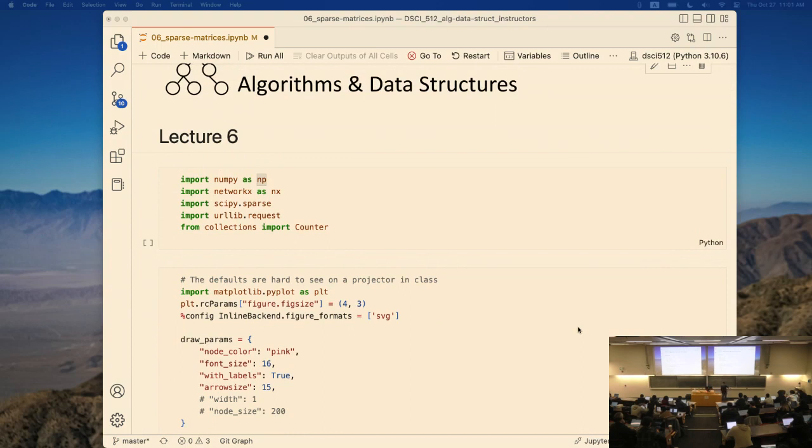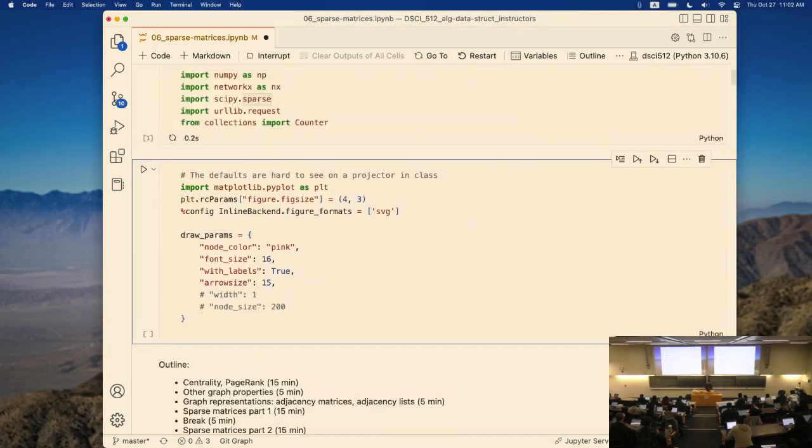Welcome to Lecture 6. In this lecture, we're going to be talking about one algorithm for processing the data in a graph. And then afterwards, I'm going to be talking about the internal representation of graphs inside of our computers, so as to know what the implications are of the different ways in which we can store a graph inside of the computer. Okay, let's get started.